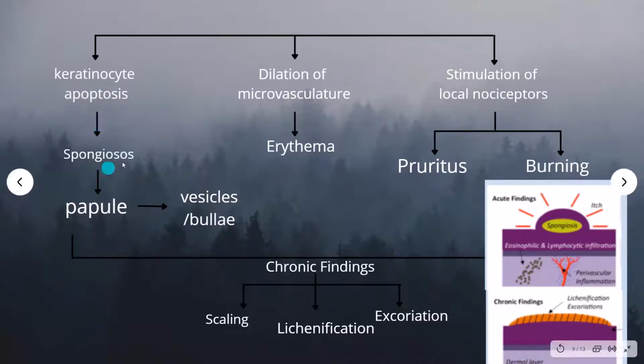That's why there is spongiosis to eliminate pre-malignant cells, resulting in papules and vesicles. So dilation of microvasculature leads to erythema, and stimulation of local nociceptors causes pruritus and burning. This leads to the chronic findings here: the scaling, lichenification, and excoriation. The excoriation, by the way, is a repeated scratching of the skin causing lesions.